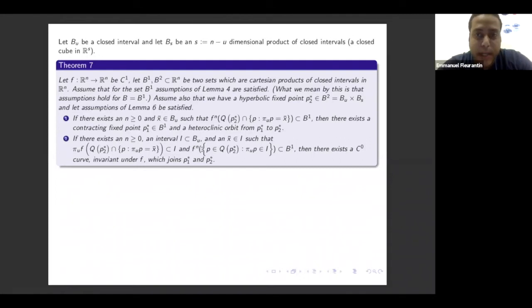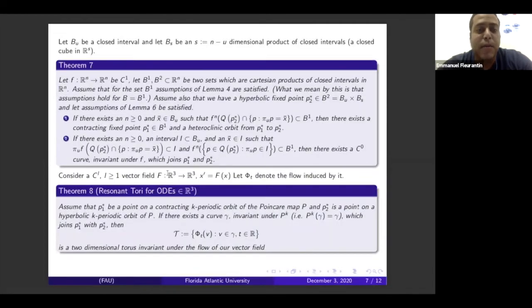And if we iterate it and it gets caught in the basin of attraction of P1, then there exists a continuous curve invariant under F, which joins P1 star to P2 star. Okay, so now we have established those.